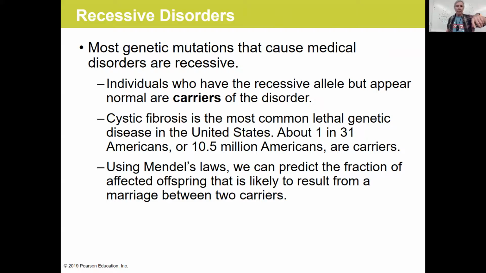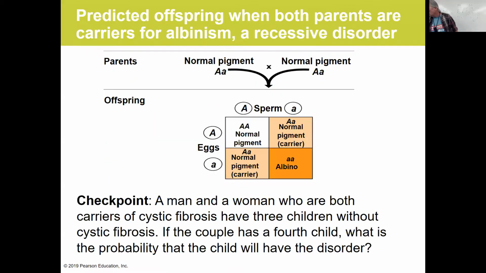It's not immediately lethal. People can usually live into their 20s to 30s or so, but then they usually don't live, so they have very short lifespans. Using Mendel's laws, we can predict the fraction of affected individuals that likely result from a marriage between two carriers. So here is albinism, a recessive disorder. Normal pigmentation in two parents, but they're heterozygous. What is the probability that they'll have an albino child?